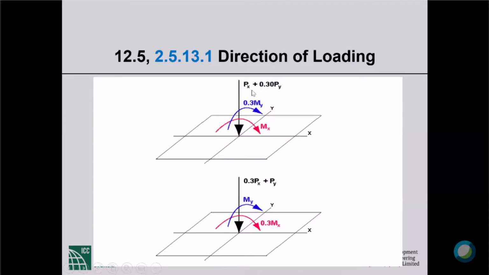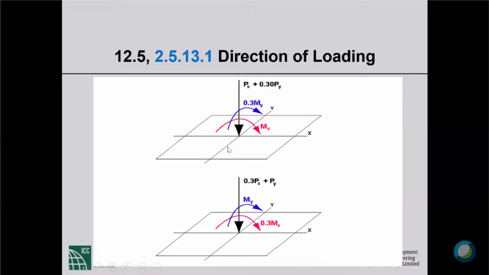The Y earthquake will cause P sub Y axial load, and M sub Y bending moment. So M sub X is the bending moment caused by the X earthquake. M sub Y is the bending moment caused by the Y earthquake. Now, when we say 100% plus 30% for this column, 100% of the effect of X earthquake and 30% of the effect of Y earthquake, the axial forces are additive. We take 100% of the axial force caused by X earthquake, add it arithmetically to 30% of the axial force caused by the Y earthquake.